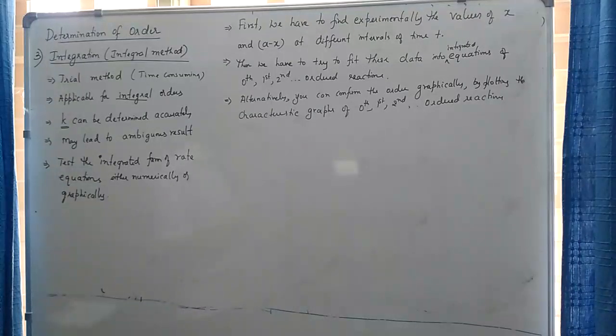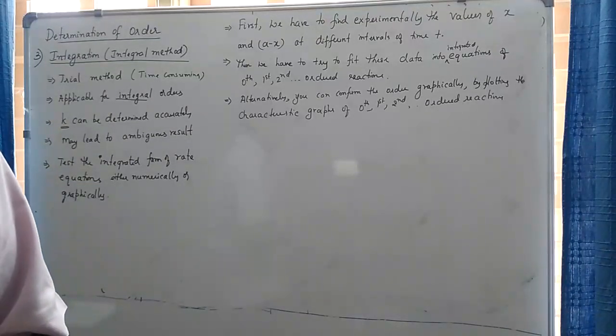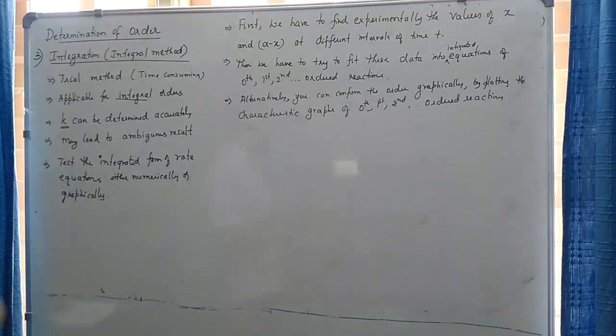Suppose the order of a reaction is 1.1 or 1.15, which is a fractional order, but this method may suggest that the order of the reaction is 1. Sometimes what may happen is that if the order is actually a fraction but very close to an integer, an ambiguous result or confusion may arise. That is one disadvantage of this method.